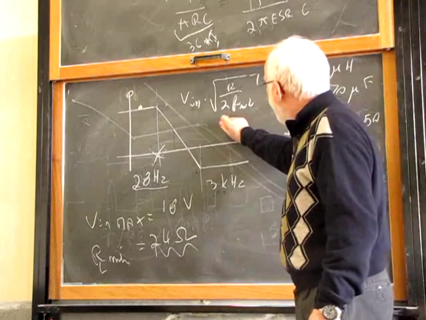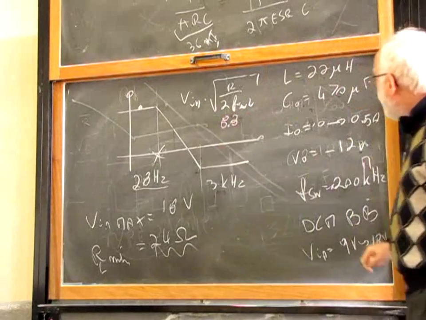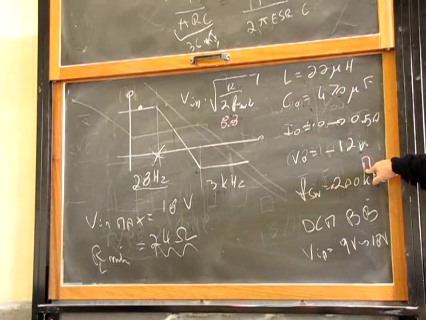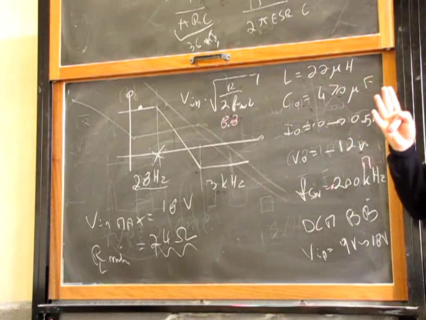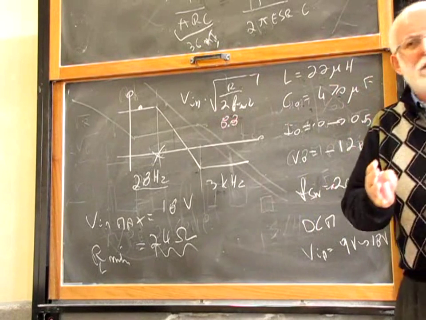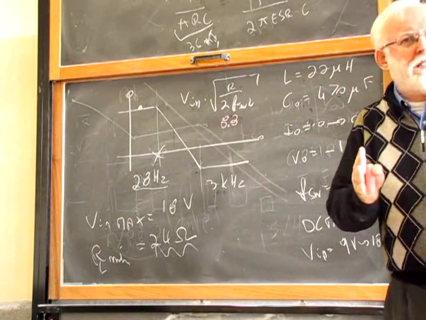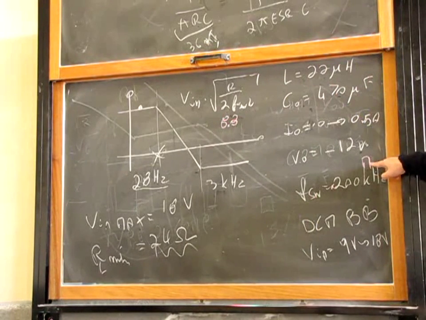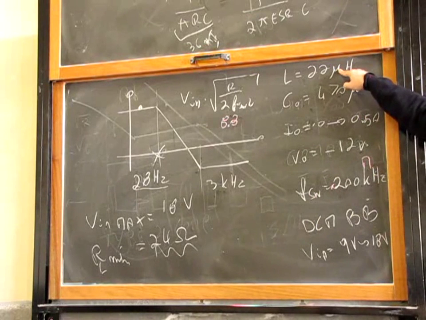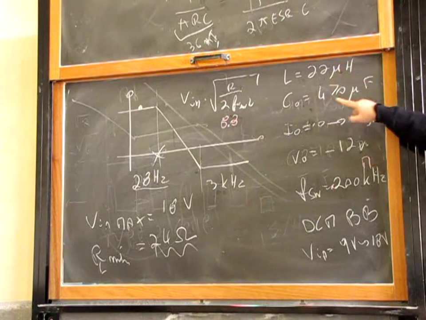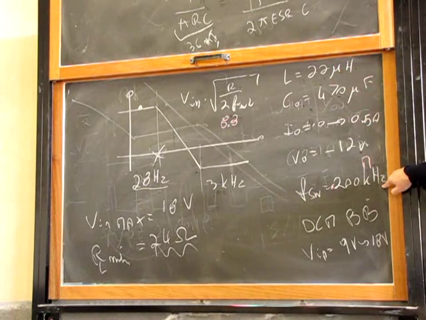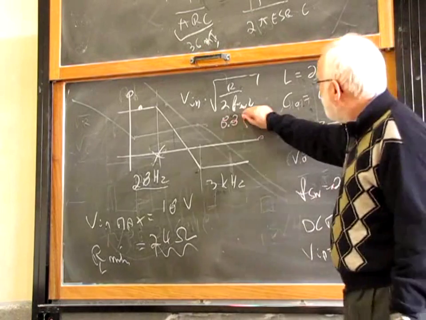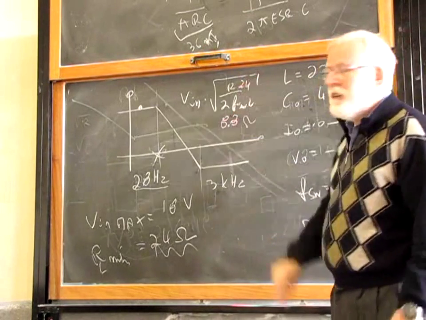So this is 8.8, then we have mega, because I like small numbers. I don't have a large number accumulator in my head. I can work up to maybe 100 or so, but after 3 digits, I don't see numbers anymore. So, mega times micro is 1. Henry times Hertz is ohms. So this is 8.8 ohms, and this is 24 ohms.